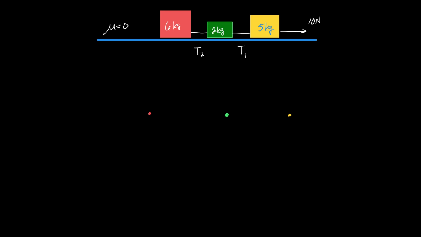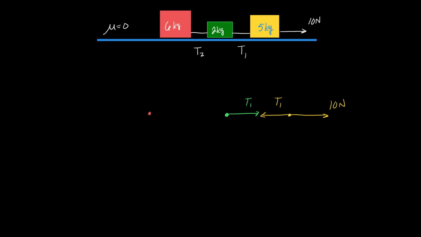So when I draw my 10 Newton force to the right, I'm going to draw my T1 force to the left, but intentionally make it smaller to demonstrate that it's accelerating to the right. But I know because of Newton's third law that the tension on the green box, which is to the right, has got to be the same size arrow, because that's my Newton's third law force.